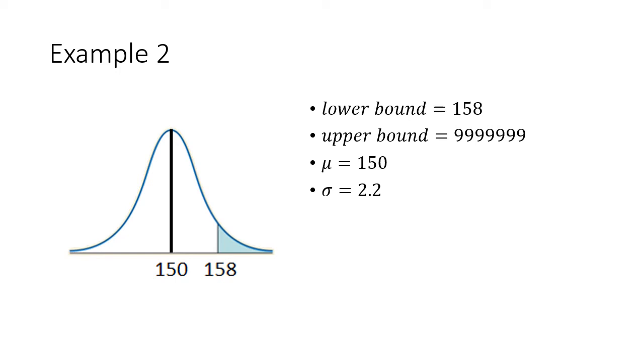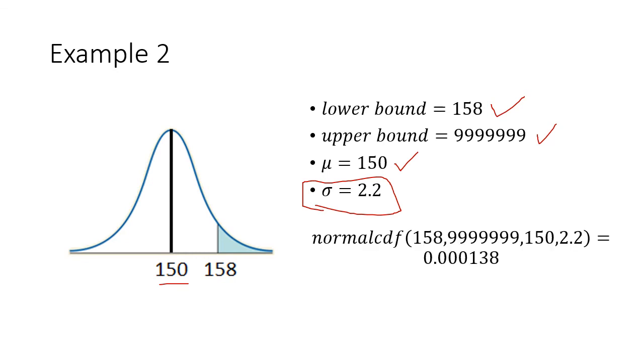Well, it's still a normal curve. I still have my lower bound is 158, my upper bound is still 99999, the mean is still 150, right? That's still right there in the middle. The difference here is, if I'm looking at 16 students at a time, I expect the standard deviation to only be 2.2. I expect it to be much, much closer together.